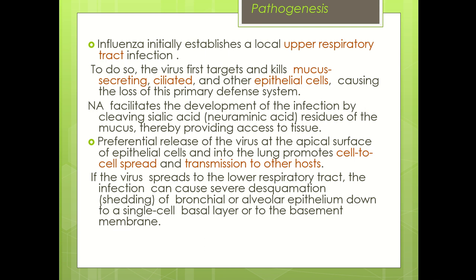So preferential release of the virus at the apical surface of epithelial cells and into the lung promotes cell-to-cell spread and transmission to other hosts. If the virus spreads to the lower respiratory tract, that is the trachea and then the lungs, the infection can cause severe desquamation, or shedding, of the bronchial or alveolar epithelium down to the single-cell basal layer or to the basement membrane.